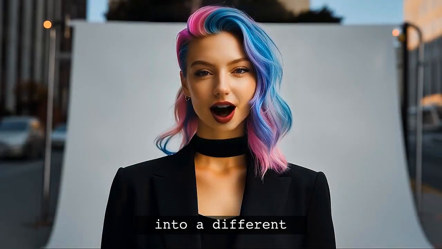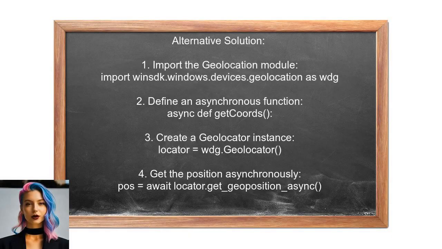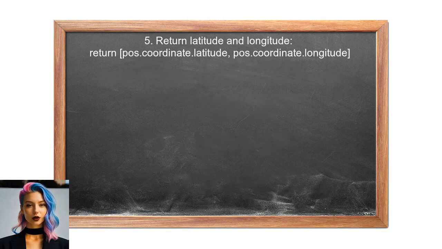Now, let's dive into a different answer from another user. An alternative approach shared by a user involves using the Windows SDK for Python. They suggest importing the geolocation module from the WinSDK library. The user provides an asynchronous function to get GPS coordinates.